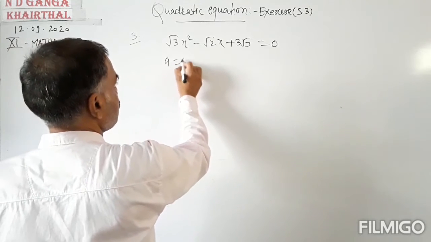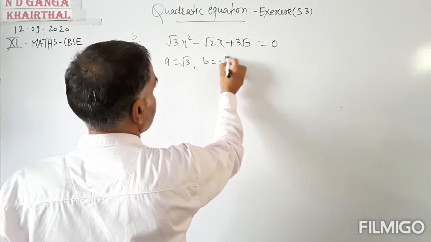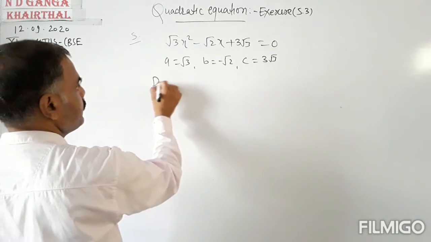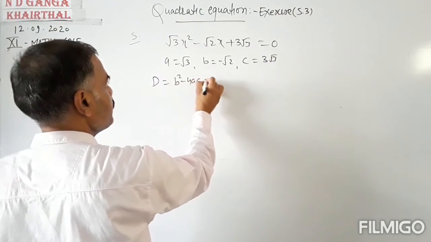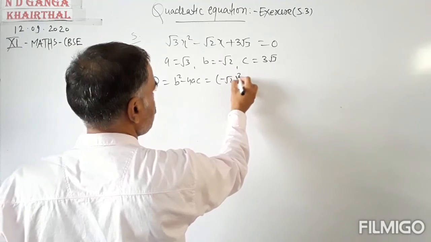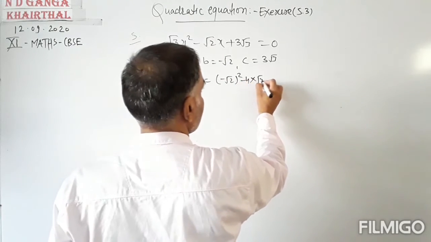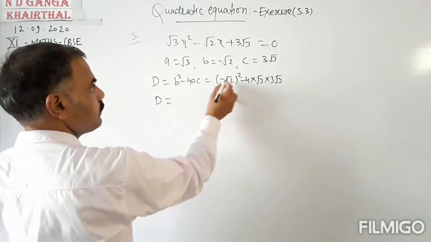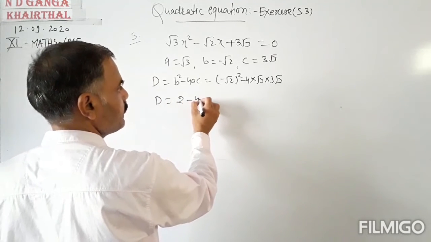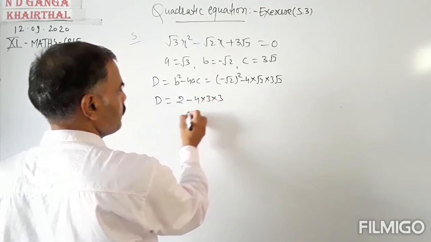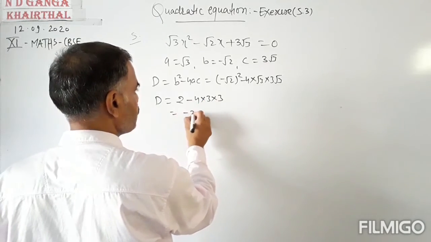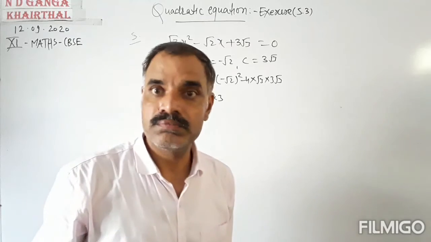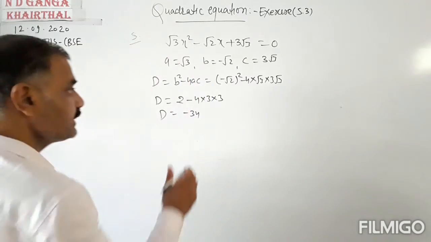Now a is equal to √3, b is equal to −√2, and c is equal to 3√3. Okay, that is why D is equal to b² − 4ac, which is (−√2)² − 4 × √3 × 3√3. So D is equal to 2 − 4 × 3 × 3, that is 9 × 4 is 36, minus 34. D is equal to −34. Okay, this is less than 0.